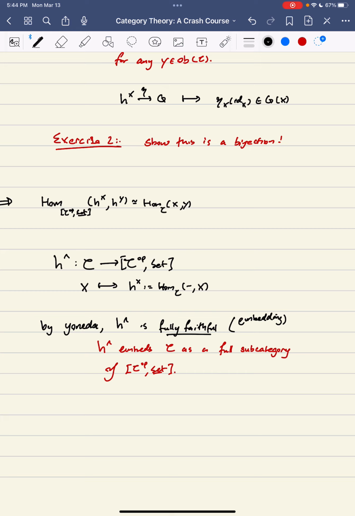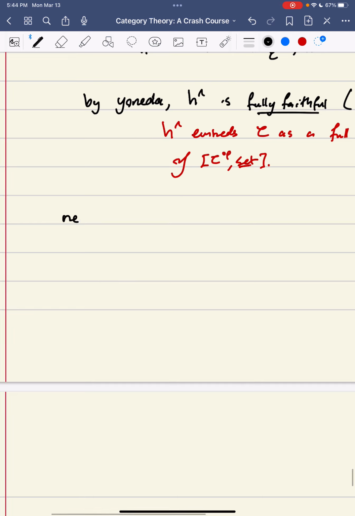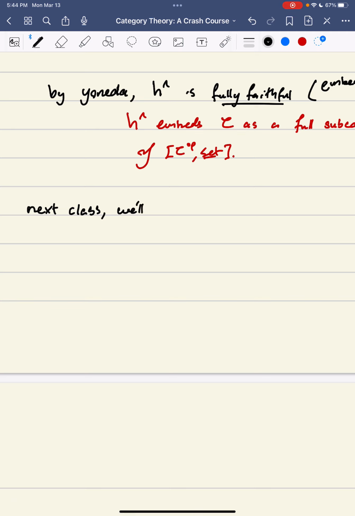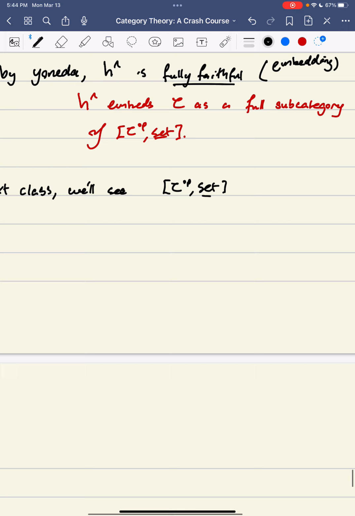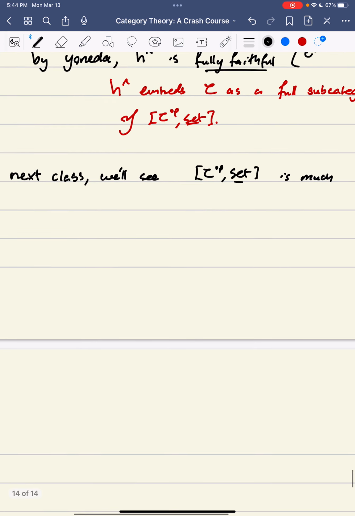Why do we care about this? Well, we'll see next class. So next class, we'll see that this category of functors is sometimes called pre-sheaves. It's sort of just a nice kind of enlarging of C. It's much nicer than C itself. Certain properties that might not hold in C will hold in this larger category.